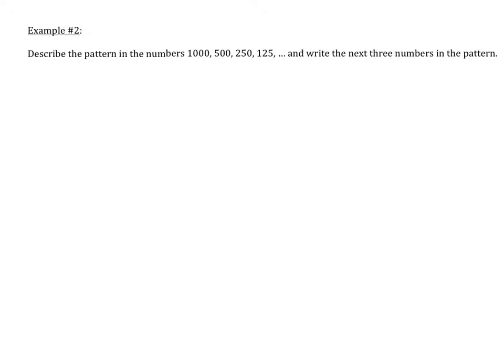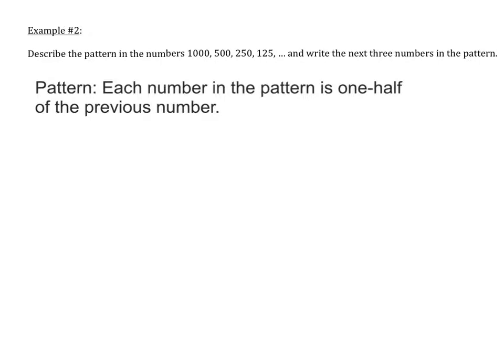I noticed that each number in the pattern is 1/2 of the previous number. So 500 was half of 1,000, 250 was half of 500, and 125 was half of 250. So again, each number in the pattern is 1/2 of the previous number. Next, they want us to write the next 3 numbers in the pattern. So to continue the pattern, we just have to take half of 125, and then half of that number, and then half of that number.